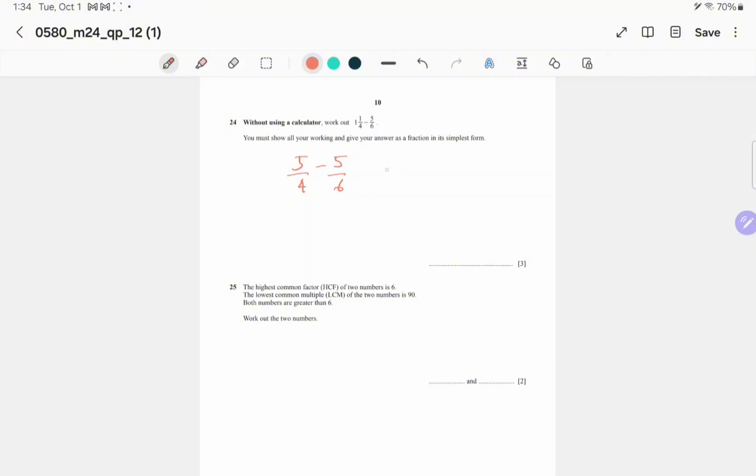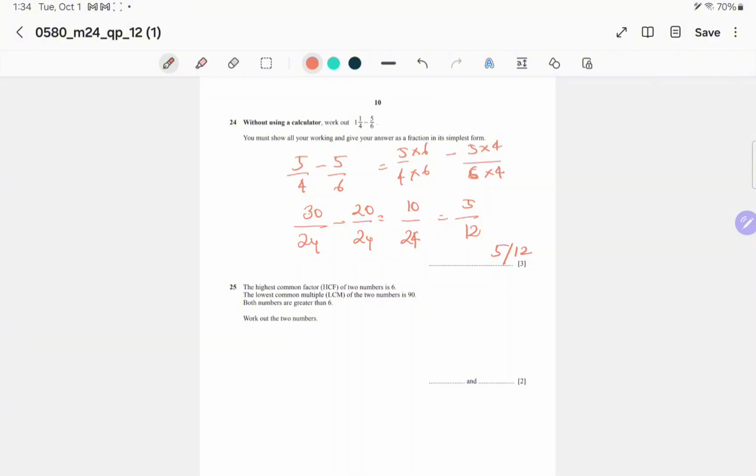We will make a common denominator using the LCM. So for 5 by 4, multiply both top and bottom by 6. Similarly, for the other, multiply both by 4. We get a common LCM of 24. So 5 sixes are 30, so 30 by 24 minus 5 fours are 20 by 24, which is equal to 10 by 24. After simplification, it is 5 by 12. So the answer is 5 by 12. Show your calculations clearly so that you can get the full marks for this simple question.